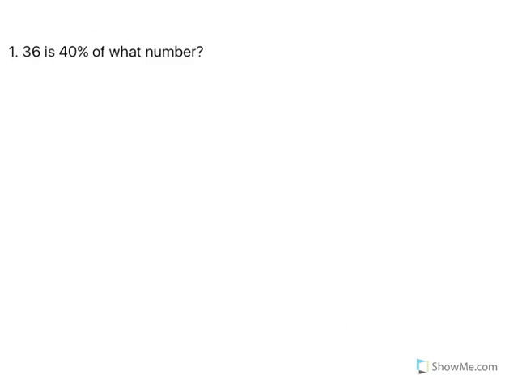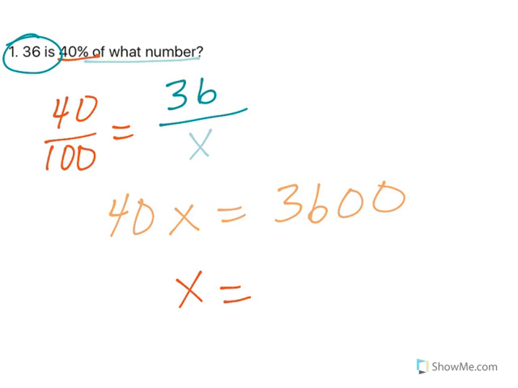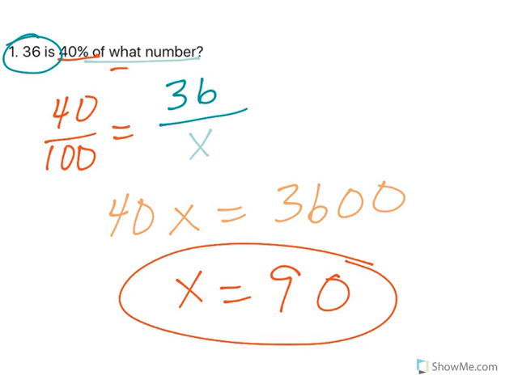Three more problems. You might want to try each of these, hit pause, try it, come back, see if you set it up and got the correct answer. So 36 is 40% of what number? 40%. 36 is on the top, of what number goes on the bottom. I cross multiply, 40x equals 3600. I divide both sides by 40, and I end up with 90. It's just 90.